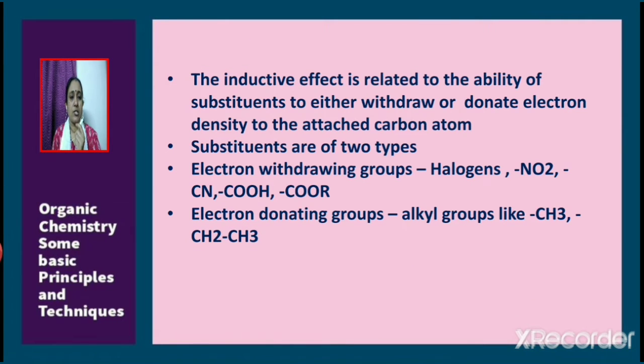Inductive effect is related to the ability of substituents to either withdraw or donate electron density to the attached carbon atom. Therefore, substituents are of two types: electron withdrawing groups and electron donating groups. Electron withdrawing groups are halogens, nitro group NO2, CN, carboxylic acid group COOH, and ester group COOR. Various electron donating groups are alkyl groups like methyl, ethyl, etc.